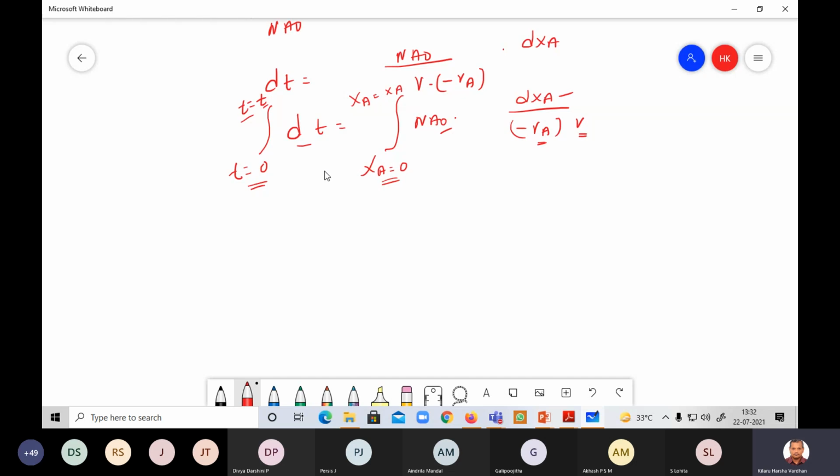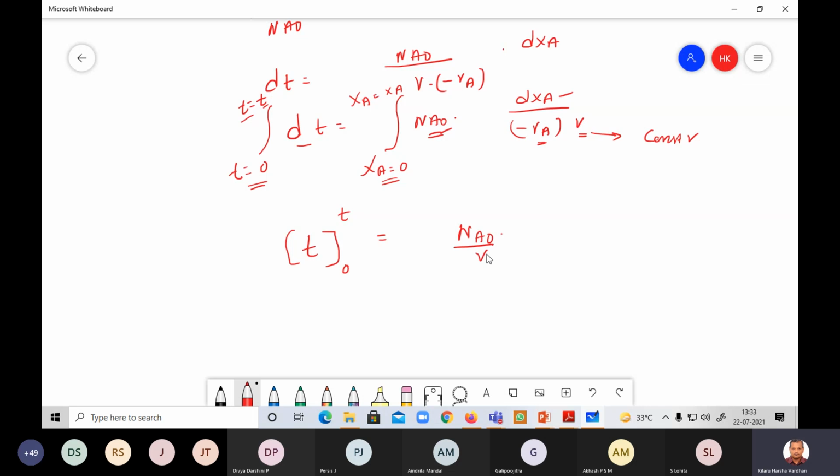Those are the limits. Now, the integral of dt is t. So the lower limit is 0, the upper limit is t, and that is equal to Na naught, which is constant. You can take it outside the integral. V is also constant because we are using constant volume.